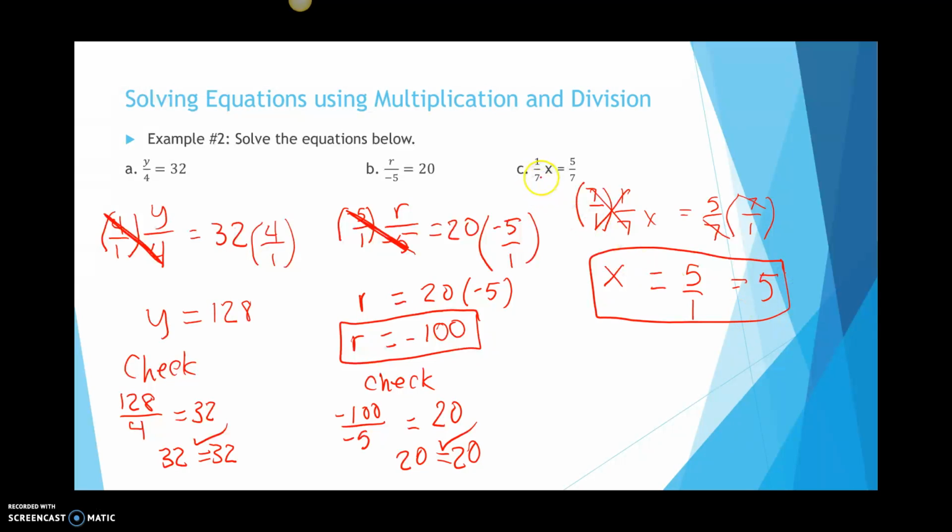I can plug 5 back in for x to see if we get 5/7. So 1/7 times 5 over 1. That gives me 5/7, which checks itself out. And that is it for the section.